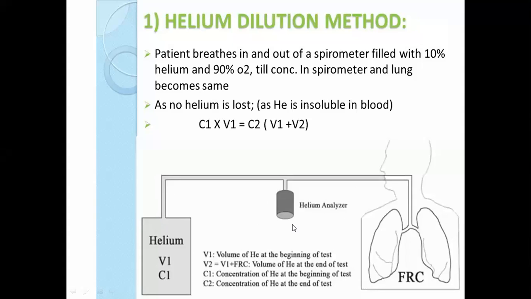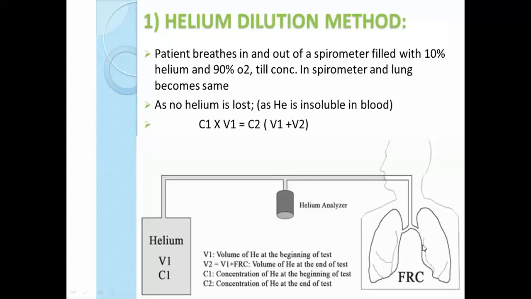After that, in the final testing, we will measure how much concentration there is and how much volume it occupies. So here, if you know the final volume, from that we can find out the FRC, the functional residual capacity of the lungs.